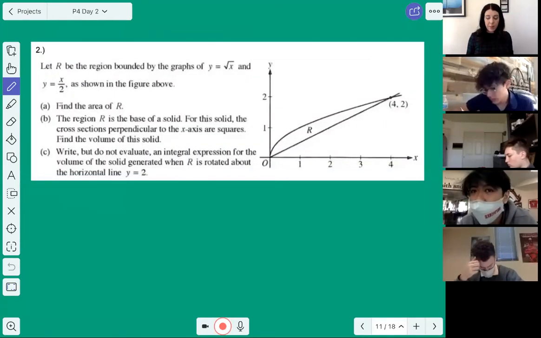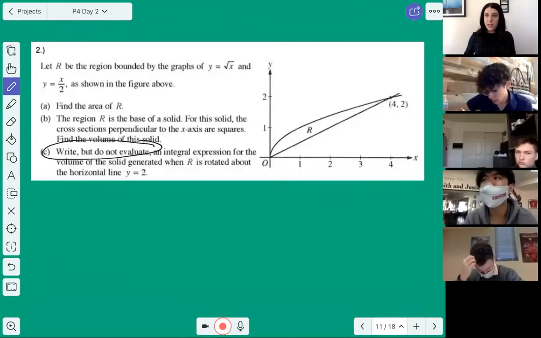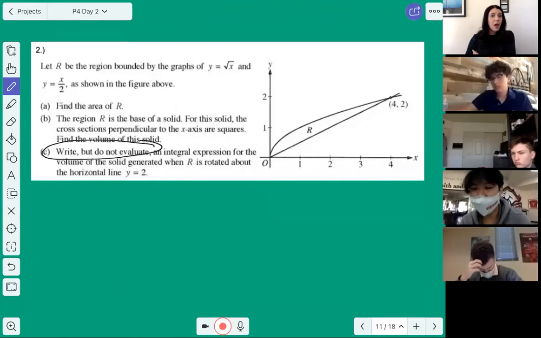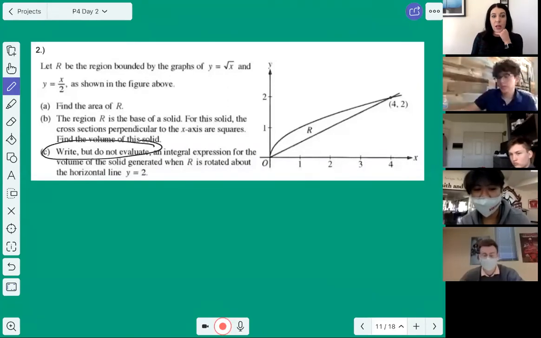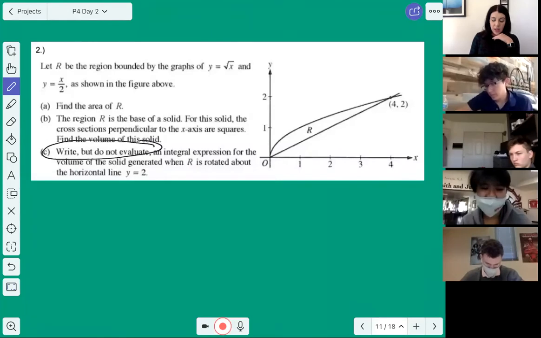Okay, part C, write but do not evaluate. Those are our favorite ones because all we have to do is set it up, and that's where all the points come from. It asks for an integral expression for the volume of the solid when R is rotated about the horizontal line y equals 2.